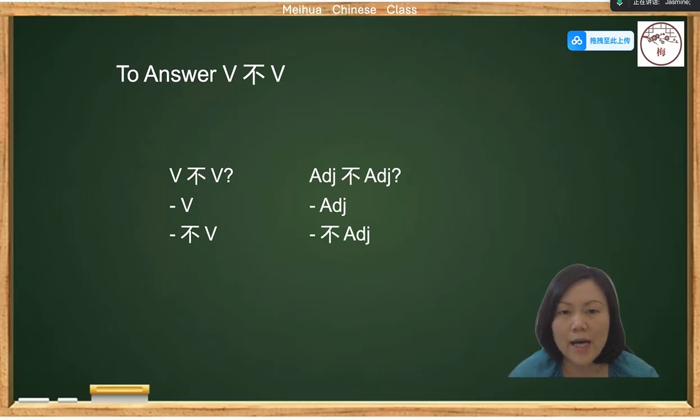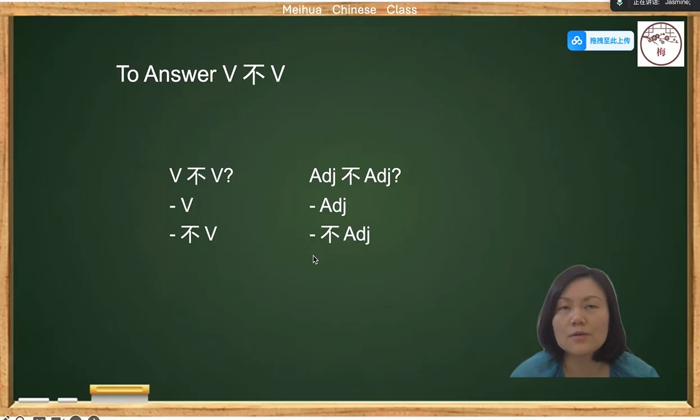Similarly, for adjective, the positive answer is we repeat the adjective. The negative answer is we use 不 before the adjective. 天气热不热? If it's hot, we say 热. If it's not hot, we say 不热.